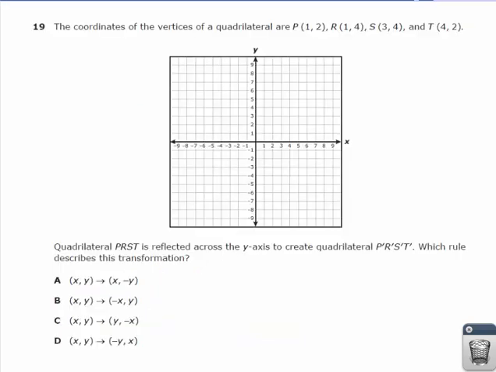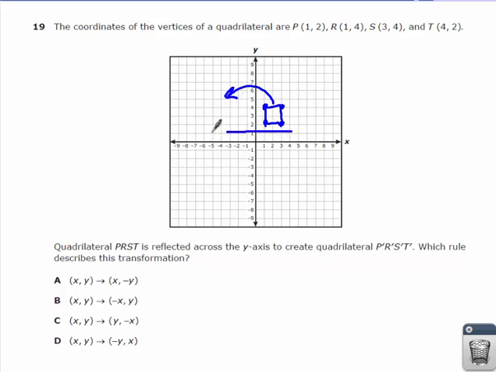But why do I need to know this? Well, again, here's a typical question that you may have. The coordinates of the vertices of quadrilateral PRST are as follows: (1, 2), (1, 4), (3, 4), and (4, 2). And it makes a nice little rectangle, in this case a square. And it says quadrilateral PRST is reflected across the y-axis.